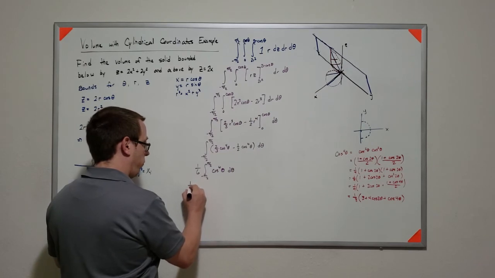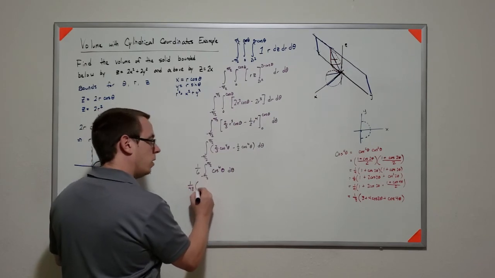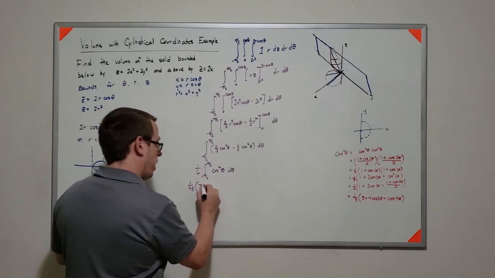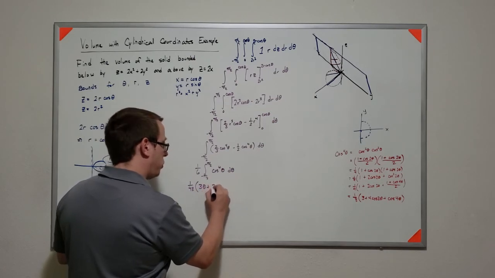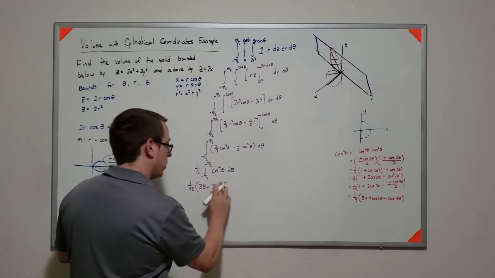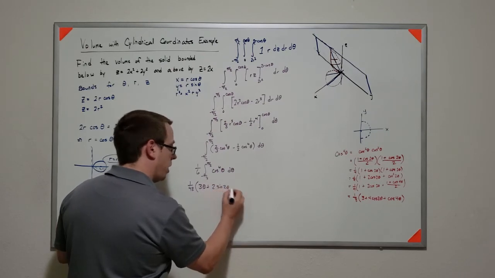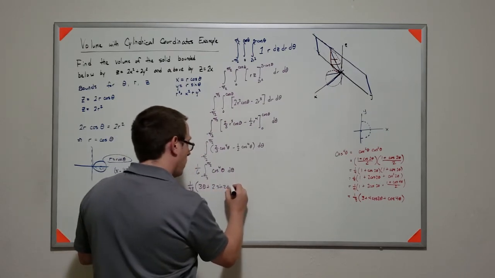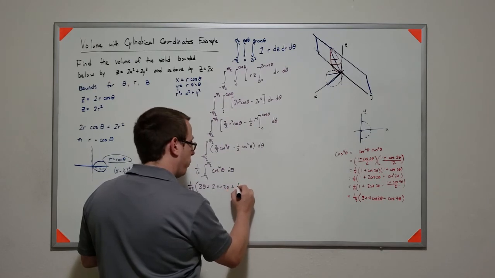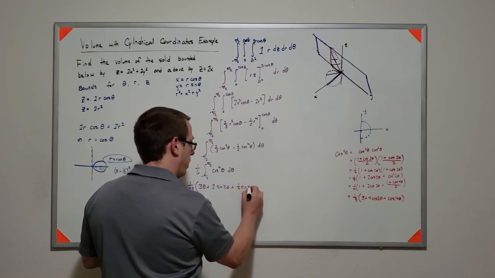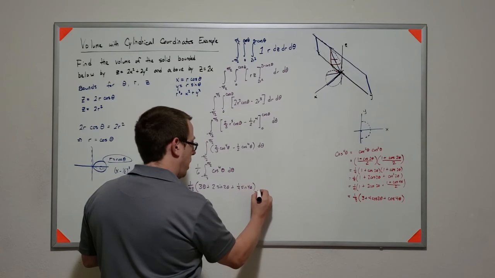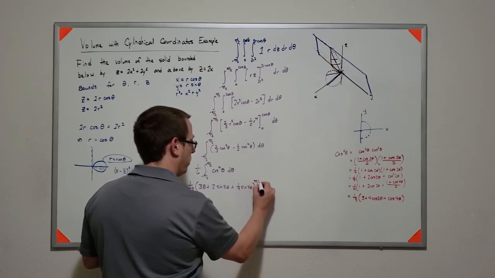So we have 1/48, 3 theta plus 2 sine 2 theta plus 1/4 sine 4 theta from negative pi over 2 to pi over 2.